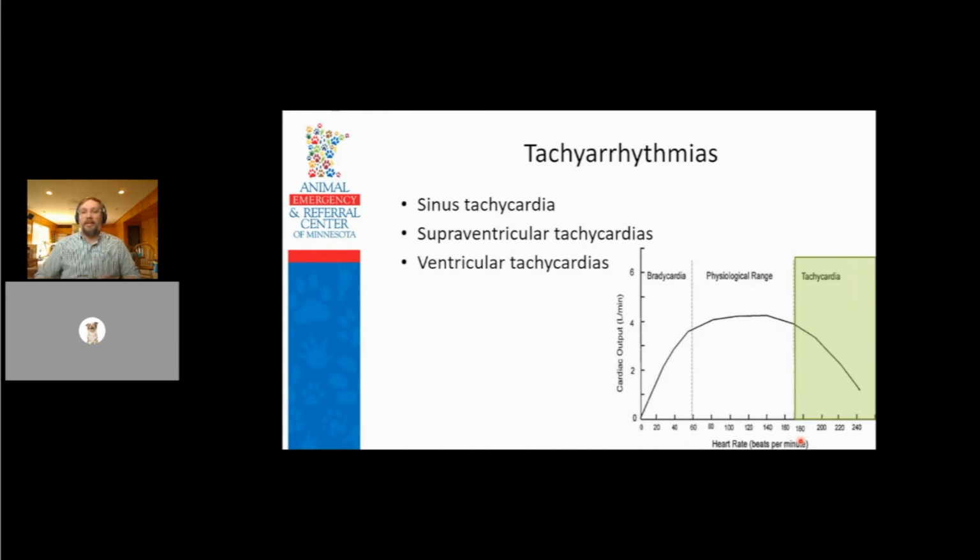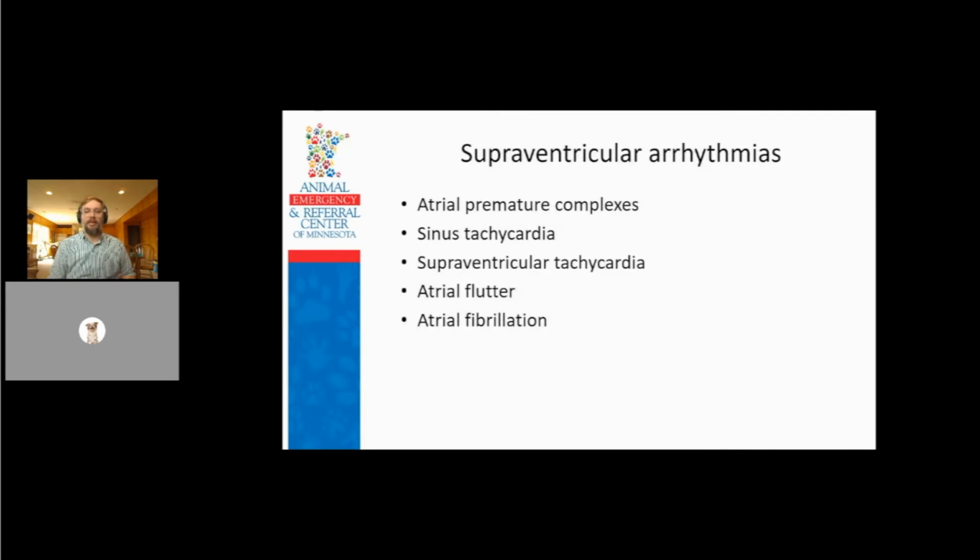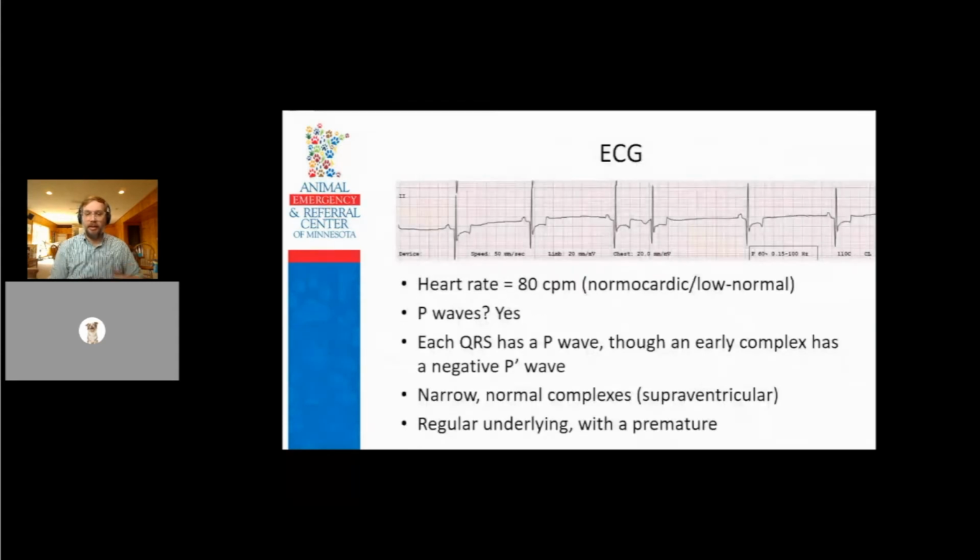So tachyarrhythmias. Those were the slow ones. Now let's talk about the fast ones. The fast ones will break up into top and bottom heart chamber arrhythmias. The top heart chamber arrhythmias we'll start with.